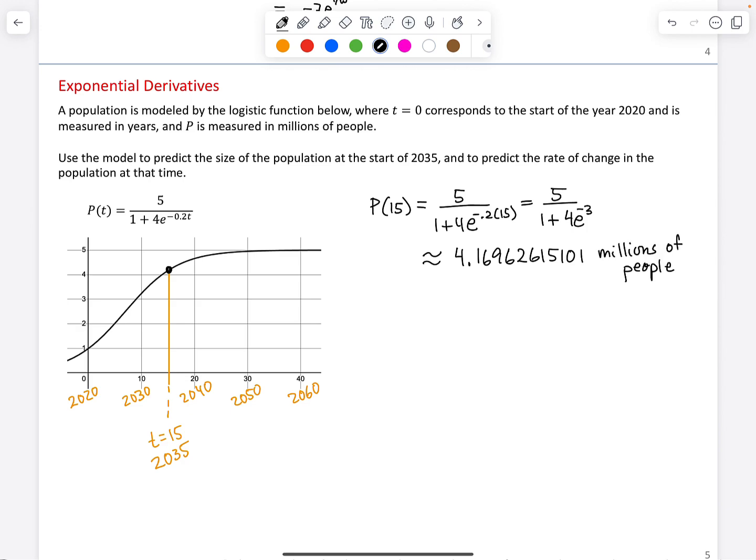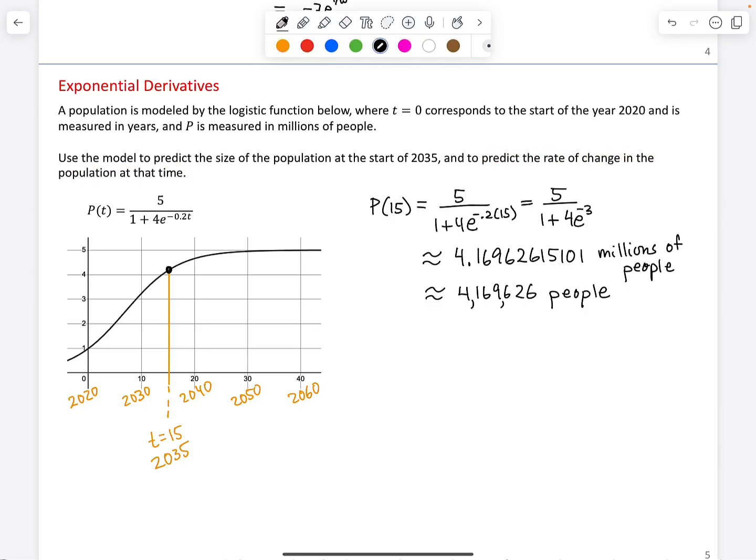So if you wanted to actually give people, you would have to multiply this by a million, which is a 1 with 6 zeros. So we need to move the decimal to the right 6 spots. And then rounding to the nearest person, giving us about 4,169,626 people. And now we are to predict the rate of change of the population at that time.